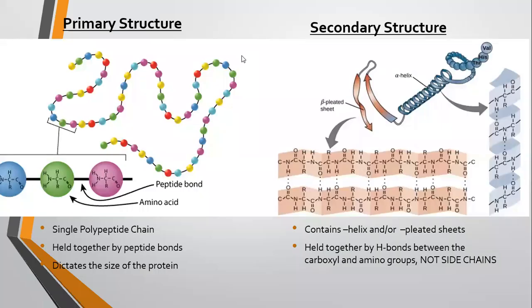So next, we have the secondary structure of proteins, which consists of beta-pleated sheets and alpha helixes. It's important to see that a single polypeptide chain can have both beta-pleated sheets and alpha helixes. These are held together by hydrogen bonds between the carboxyl groups right here and the amino groups in the backbone, not the side chains of the amino acids.